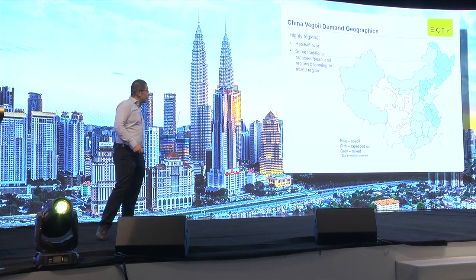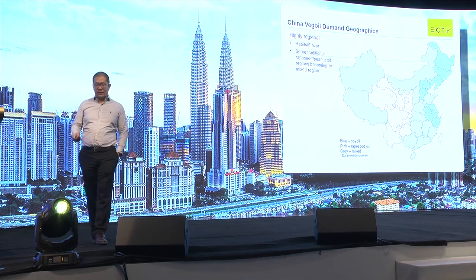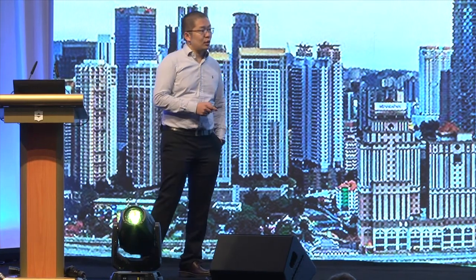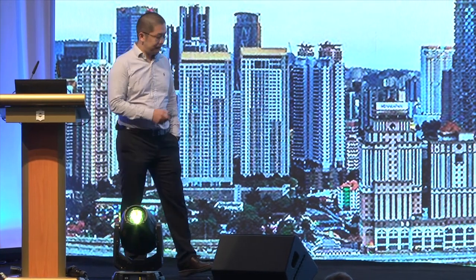On the demand in terms of geographics, what are the differences in terms of demand allocations in China? So Northeast China is mainly dominated by soybean oil. This is because traditionally they produce soybeans and they crush soybeans there. And then East China, soybean oil. And West China is mainly rapeseed oil. That's where the majority of the local crop was produced. And the rest are mainly mixed oils. Basically, there's no one single dominant oil type.